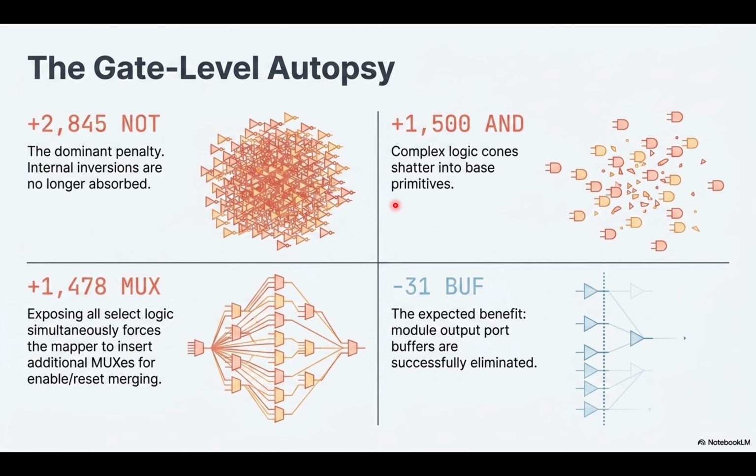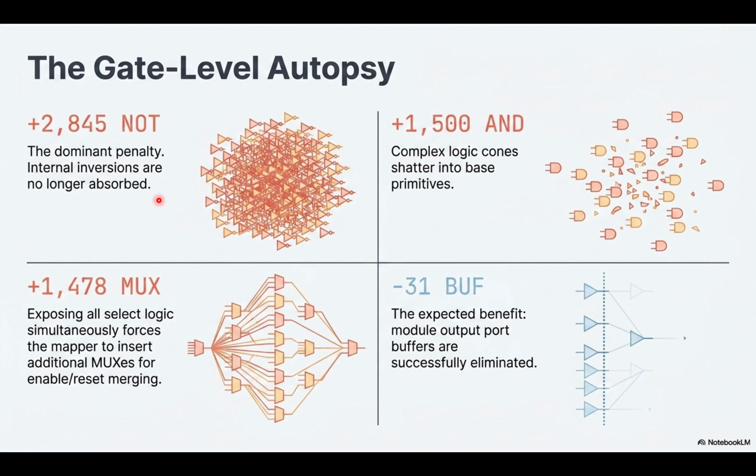Precisely. But that still doesn't explain the biggest mystery in this autopsy. The flat design added 1,500 new AND gates. Yeah. And staggeringly, it added 2,845 new NOT gates. Nearly 3,000 basic inverters added to the pile. Why the massive explosion in primitive gates?